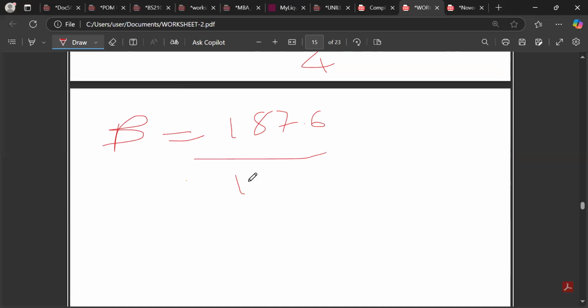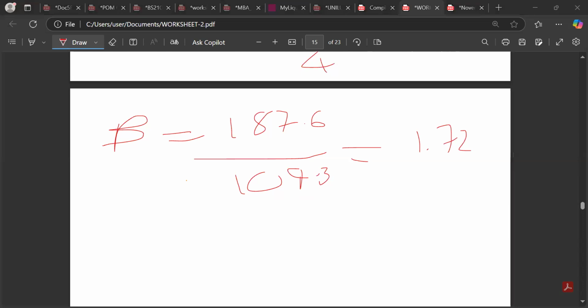Therefore, beta will be equal to 187.6 over 109.3, which gives us 1.72 as the beta here. Are we all clear how this came by? Anyone behind so far? Are we on the same page?